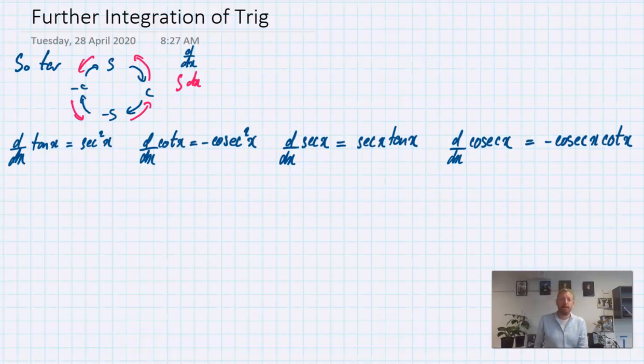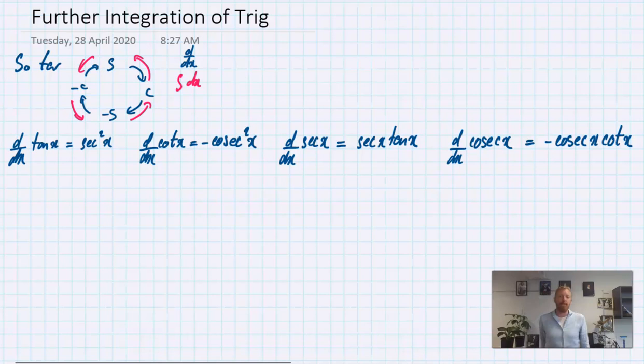Hello. Okay, so today we're going to do some further integration of trig. So far we know that when we differentiate, we've just got this little circle here. We know the derivative of sine is cos, cos goes to minus sine, and when differentiated, minus sine goes to minus cos. So obviously to integrate, we go the other way, or to find the primitive. So cos goes to sine, and sine goes to minus cos, just following that pink circle.